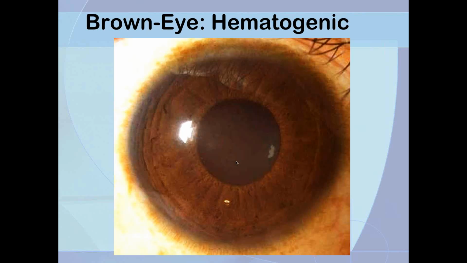The third major type, the brown-eyed or hematogenic type. Now notice that there's this fairly even layer of pigmentation over the entire iris structure.